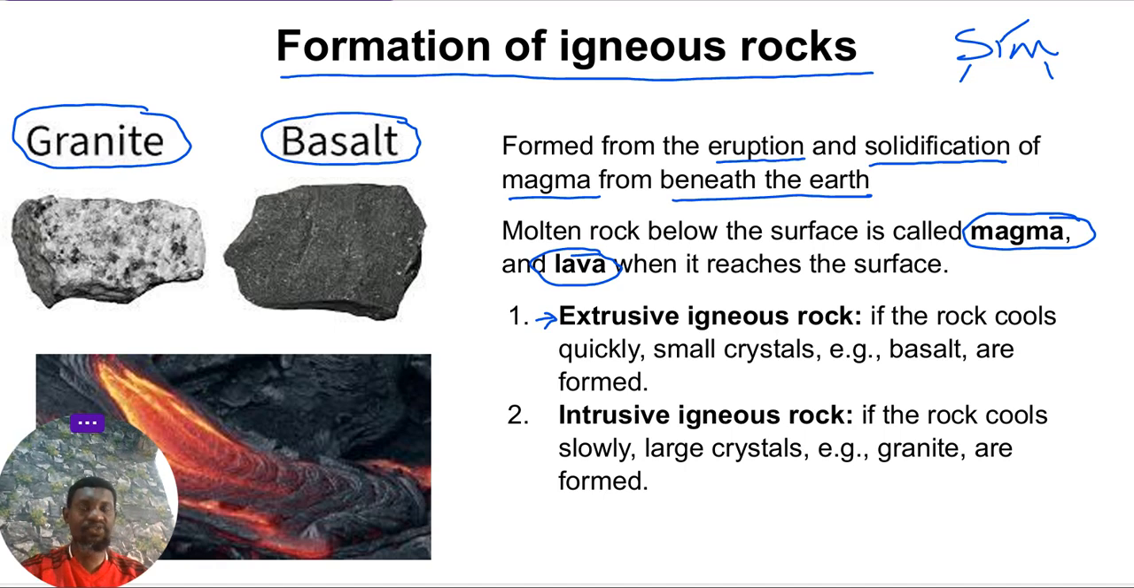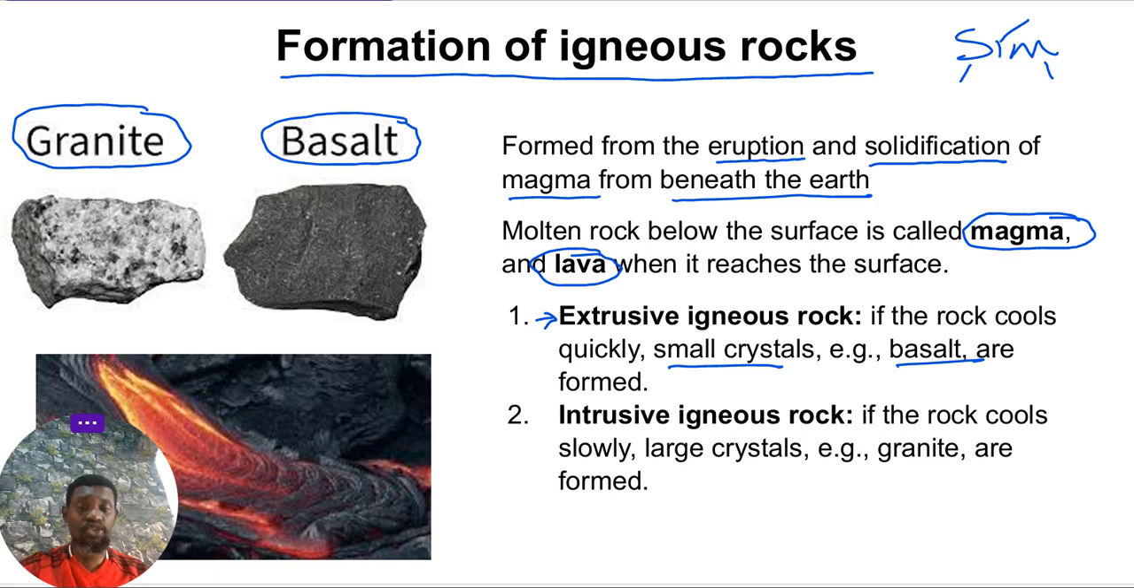Now, if the rock cools quickly, you find out that it gives rise to small crystals. Extrusive igneous rocks are rocks that erupt to the surface before they solidify. And because it erupts to the surface, you find out that it cools very fast. That will give rise to small crystals. An example of such rocks are your basalt.